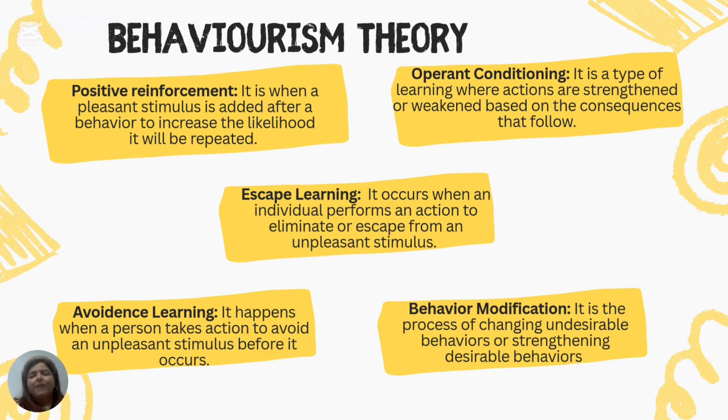And the last one, behavior modification. It is the process of changing undesirable behaviors or strengthening desirable behaviors through techniques such as reinforcement and punishment based on the principles of operant conditioning. As a conclusion, these theories highlight how behavior can be learned and modified through interactions with the environment, which has had a significant impact on psychology and education.